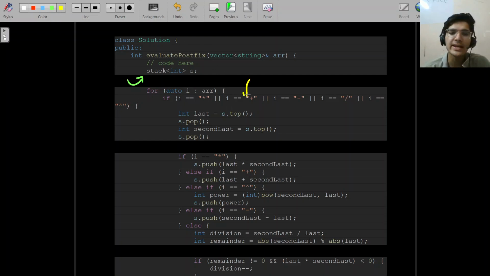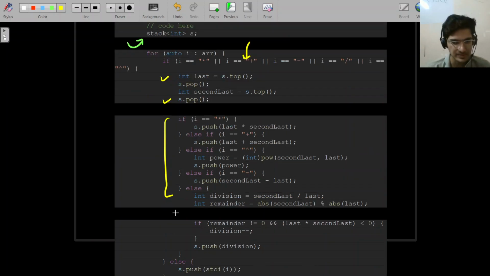Now I did two segregations. Is it an operator or an operand? So I wrote all the possible operators like multiply, plus, minus, divide, and exponent. This is exponent, guys. Okay. So then I found the two top elements, right? There will be two top elements. Then, on the basis of that, I checked which operator it is. And for operations like exponent and minus, remember that the second last should come first in the order, then the last. This is also an important edge case. Now this edge case you should add. This is very, very important.